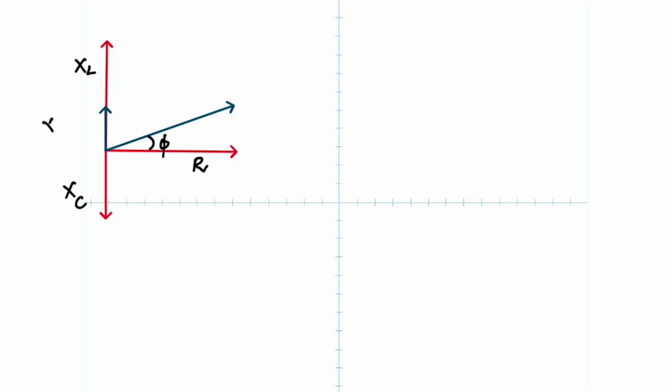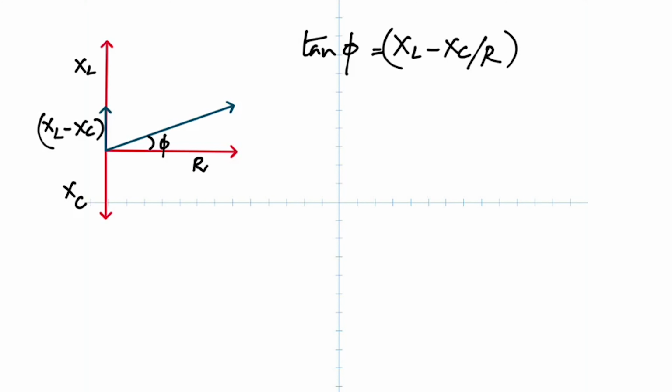So remember, that's XL, XC, XL minus XC. Technically, it should be multiplied by the current because it's voltage. But the currents cancel out when you take the ratio. So tan phi is going to be the opposite side, XL minus XC, divided by the adjacent side, XL minus XC by R. That's how you find the phase difference between current and voltage. And then impedance Z is square root R squared plus XL minus XC whole squared.